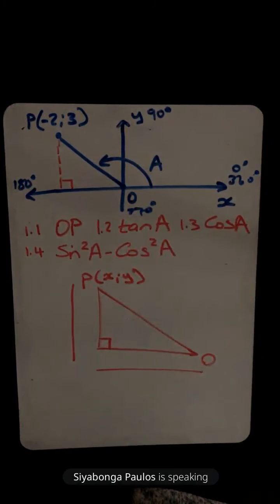Which one is what? 3 is Y, sir. Sir, -2 is X, 3 is Y.